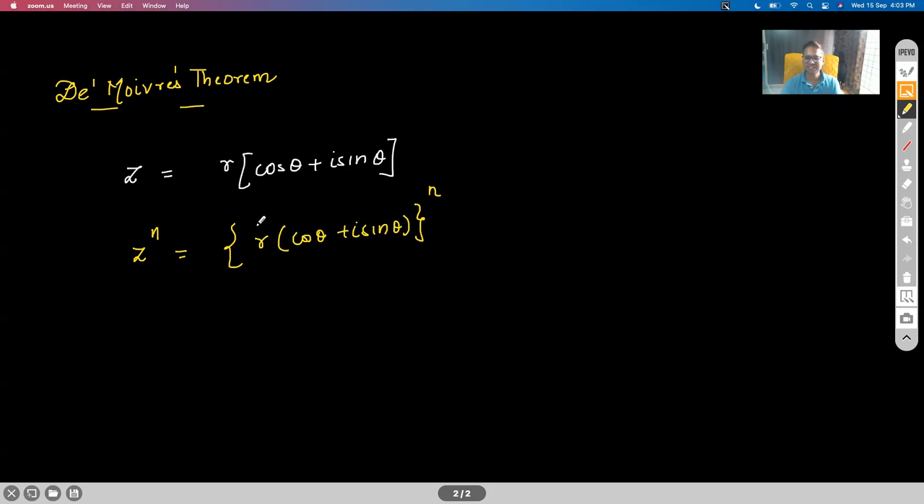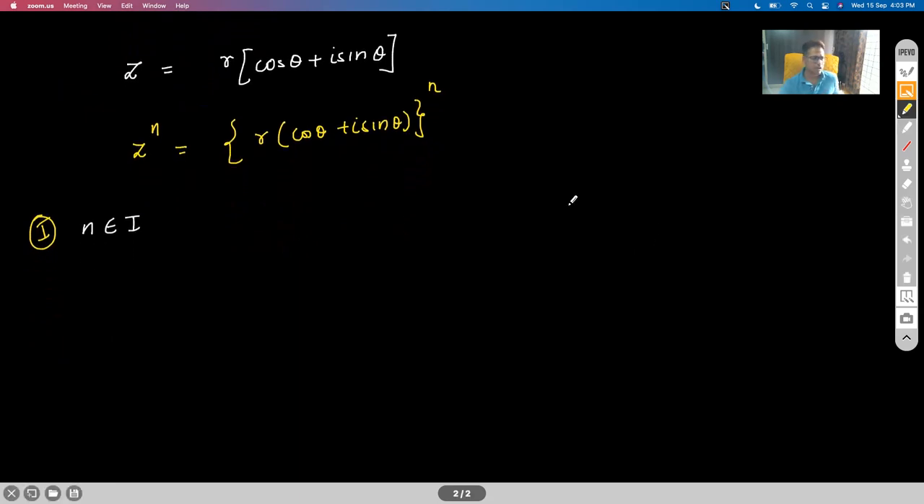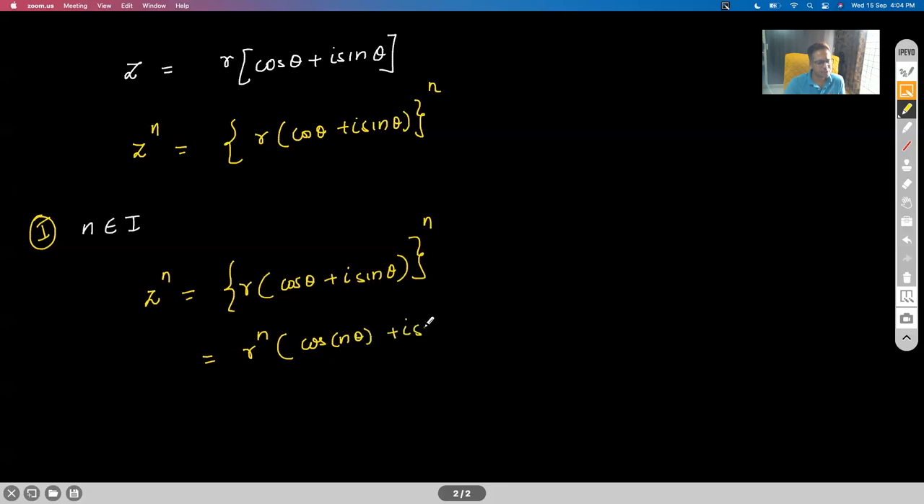So I'm going to divide this theory into two parts. Case number one is where your n is an integer, and case two is where I'll be talking about n being a rational number of the nature p by q. Now for an integer, the concept is pretty simple. If you have a complex number z raised to the power of an integer, you raise the modulus to the same integral power, and you multiply the argument by that integer. As you can see here, r is raised to the power of n and the argument has been multiplied with n.